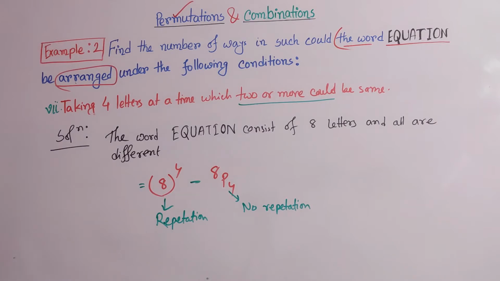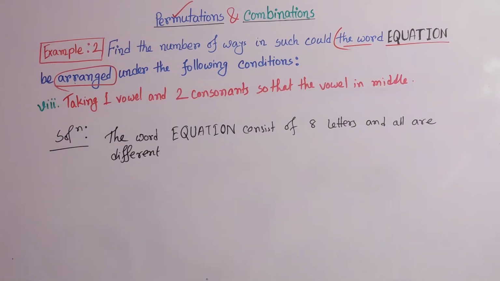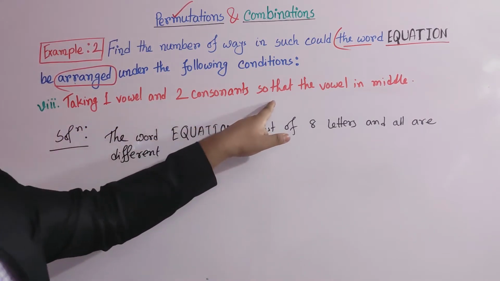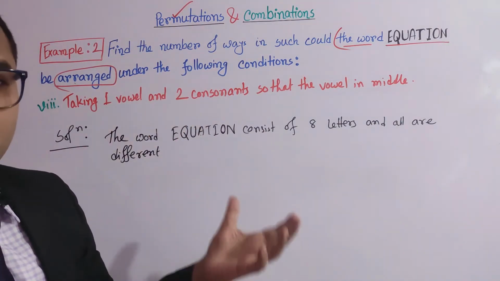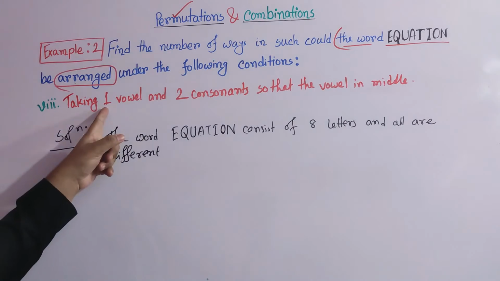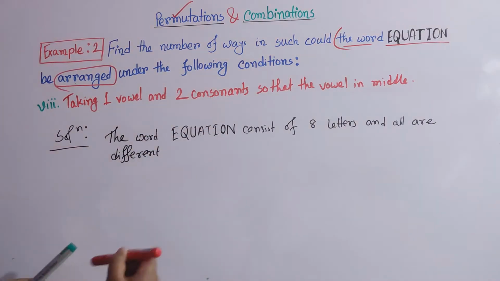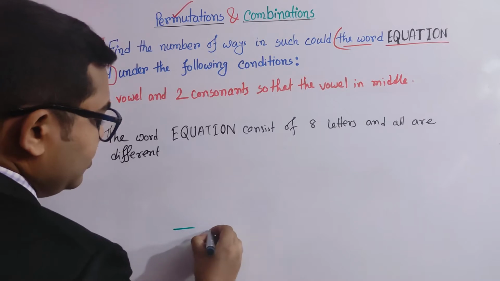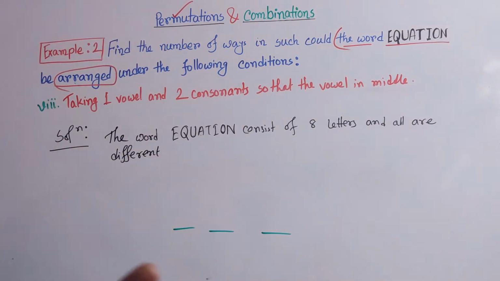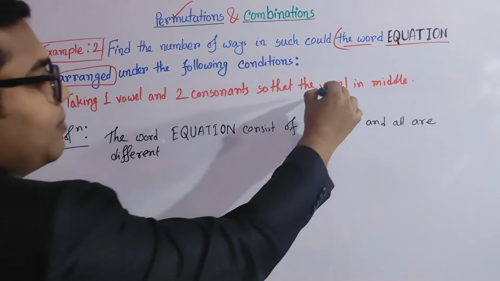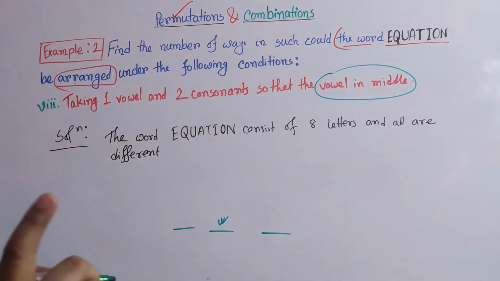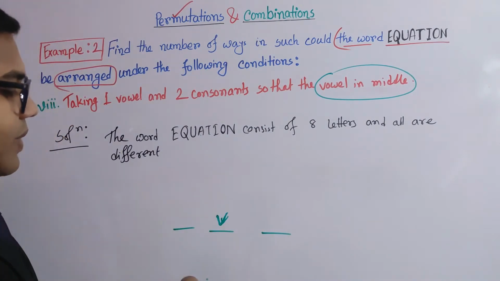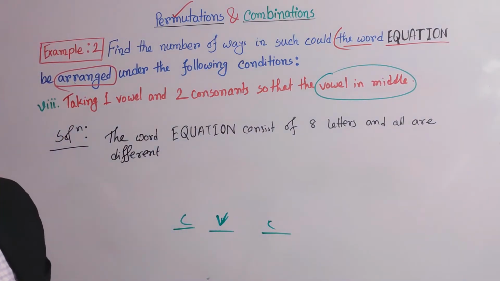Okay, now let's move on to question number 8. Here it is talking about taking one vowel and 2 consonants, so that the vowel is in the middle. How many options do we have to choose from the 8? We have to choose only 3 options, that is 1 vowel and 2 consonants. But one thing was also given here, that is vowel in the middle. So this is the place where we have to take a vowel, and these 2 are the places where we will go for the consonants.